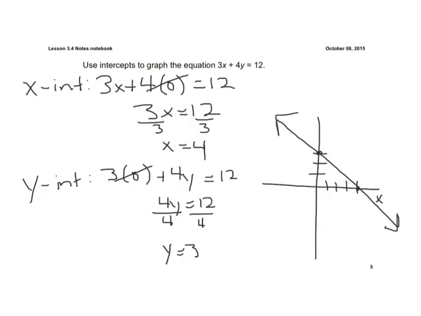That's graphing using intercepts. Again, the x-intercept is where y is 0, so instead of y, we plug in a 0. The y-intercept is where x is equal to 0, so we plug a 0 in for x and solve. So we have an x-intercept of 4 and a y-intercept of 3. Connect our dots and we have our line.